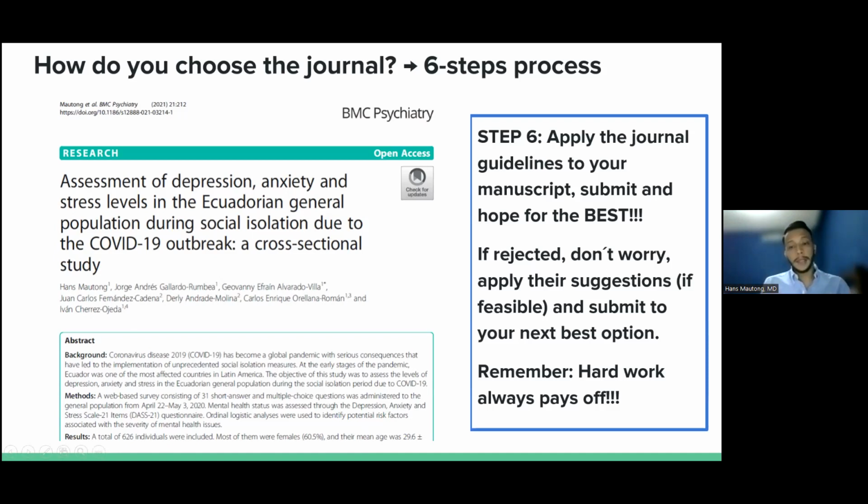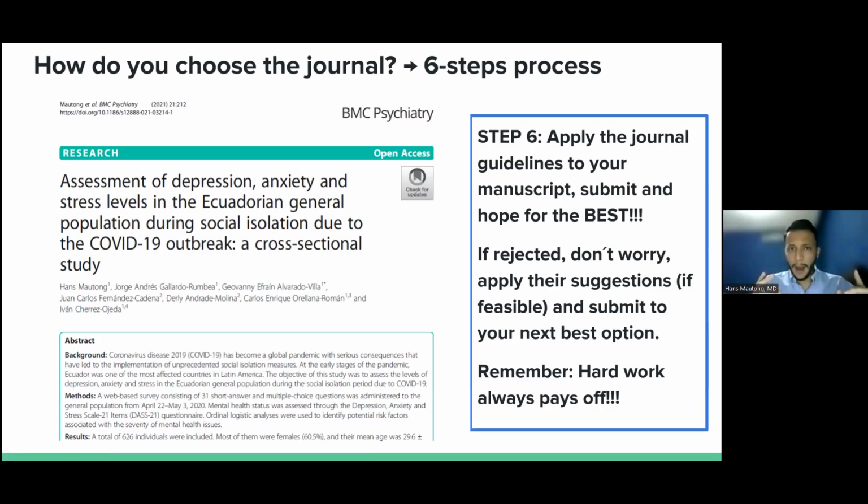Okay, so once again, if rejected, don't worry. Apply their suggestions, because most of the time that feedback will lead you or your research group to improve the quality of your work. Then try to submit to your next best option in the personalized ranked list that you made based on the whole variety of factors that I previously explained. Okay, and remember, hard work always pays off.